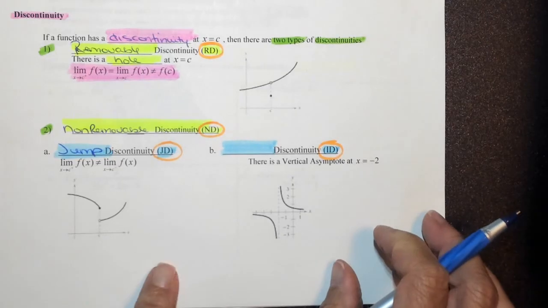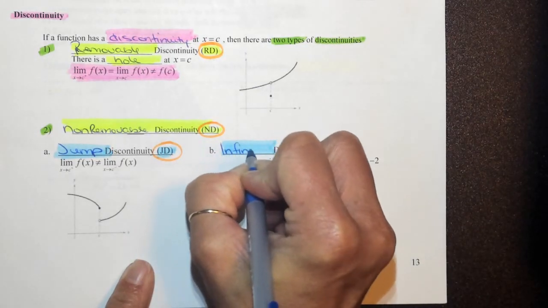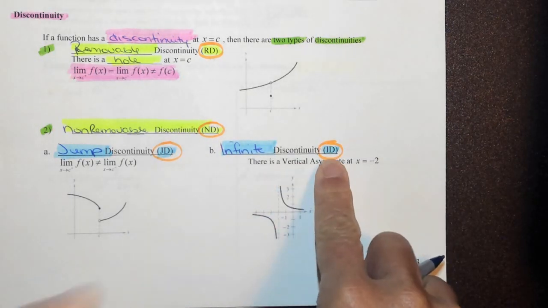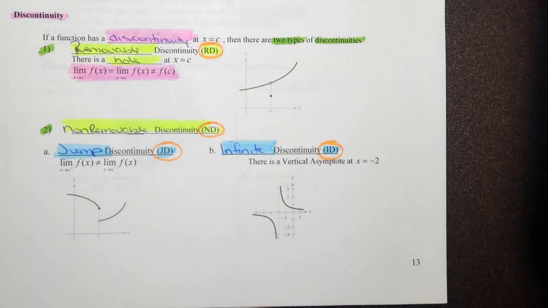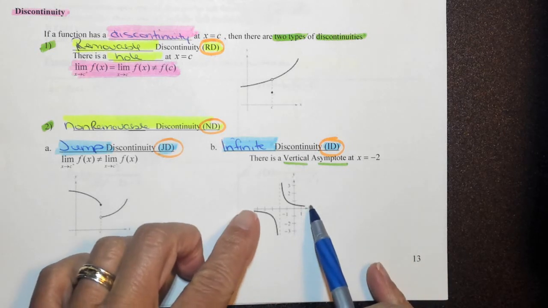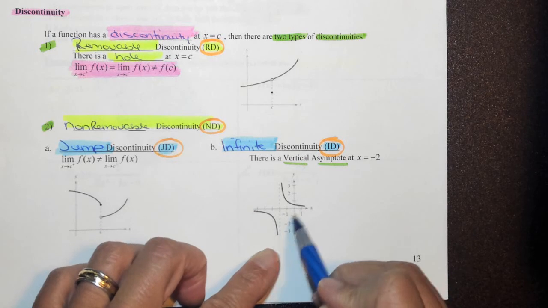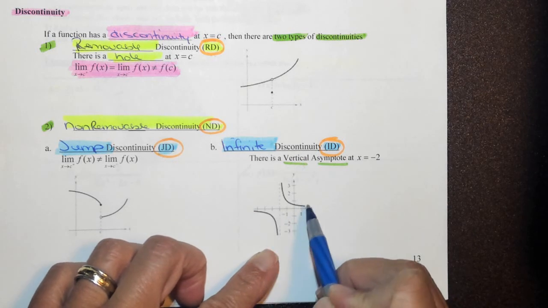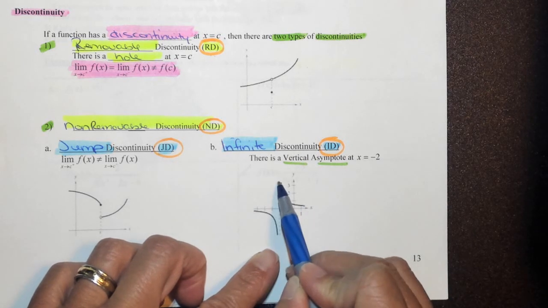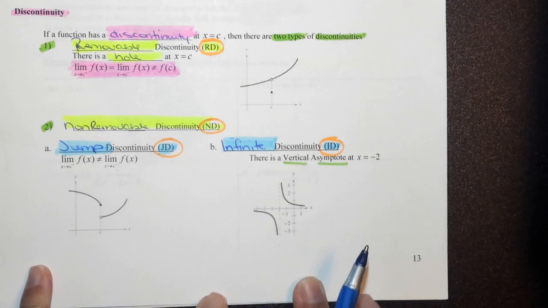The other type of non-removable discontinuity is known as an infinite discontinuity, ID, and this is a vertical asymptote. Okay, and when you have a vertical asymptote, what happens is you are approaching different values, meaning when I approach, what is this, -2, from the right, my graph is going to positive infinity, and from the left, negative infinity, therefore this limit does not exist.